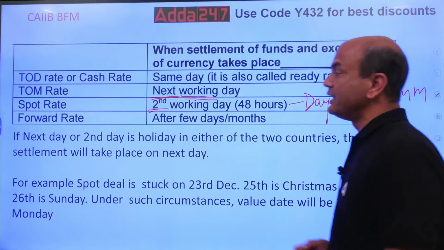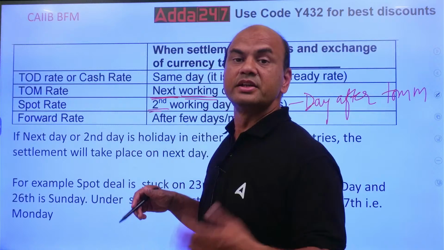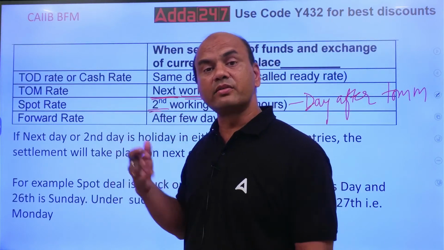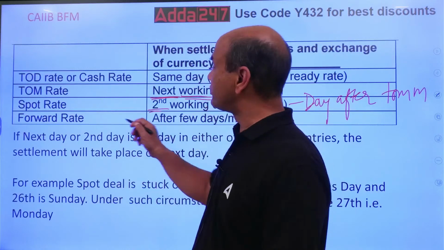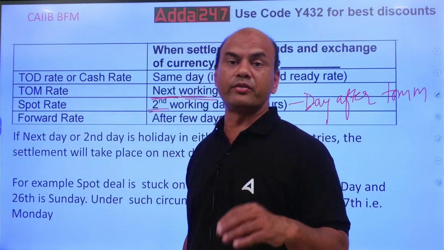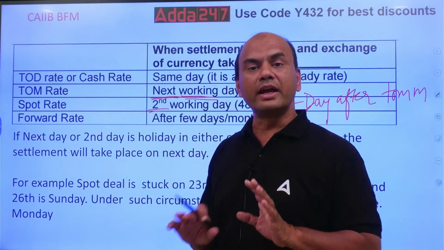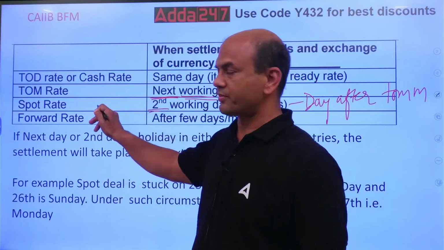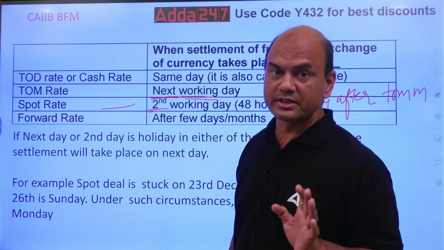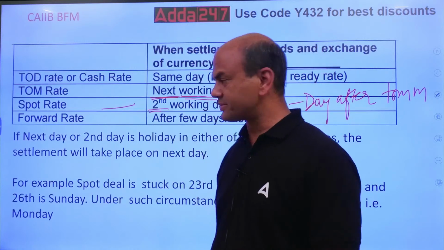And any day after this is called forward. If it is the second working day, that is spot. If it is the third working day, then it means forward. If it is fourth, then again forward. If it is fifth, again forward. If it is 1 year, again forward. So any day after the spot is known as forward. Got it? Everyone clear? Let's take a few examples.